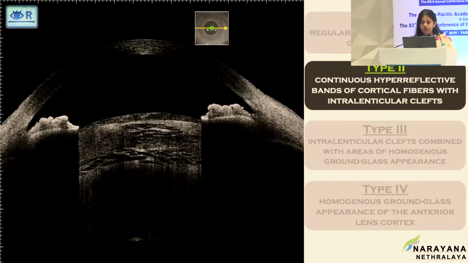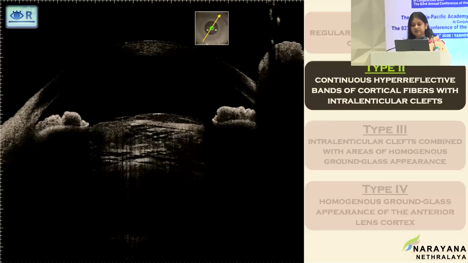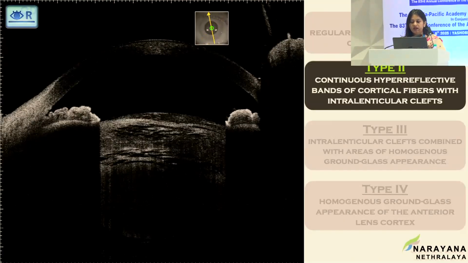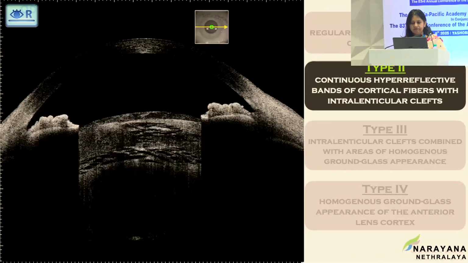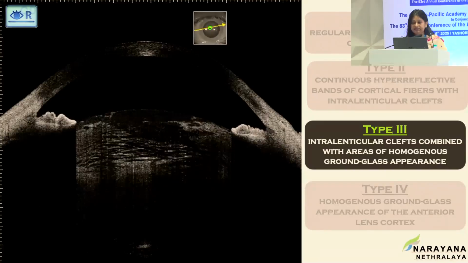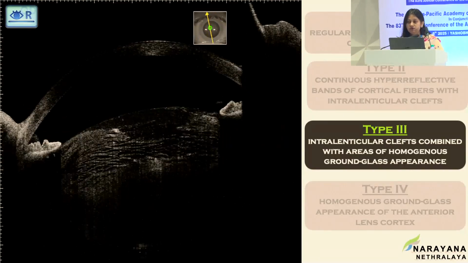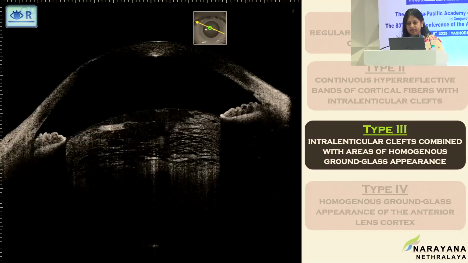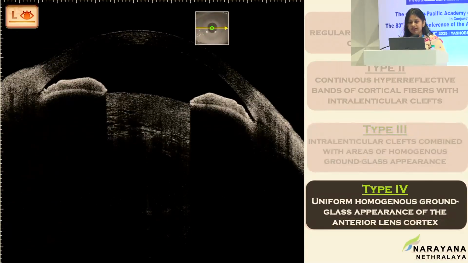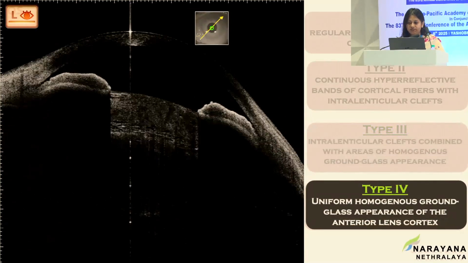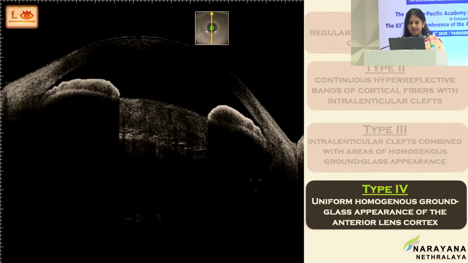This is type 2, where the clefts have increased and there are continuous hyperreflective bands of hydrated cortical fibers. Going to type 3, these clefts join together and form a homogeneous ground glass appearance along with intralenticular clefts. Finally is the type 4, where it's a uniform homogeneous appearance of the anterior lens cortex.